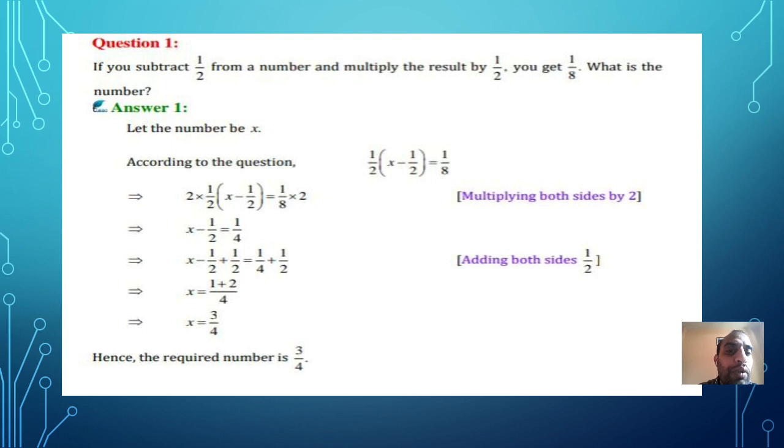So 1 upon 2 and 1 upon 2 are cancelled, and on the second side once again you need to take the LCM. After taking the LCM, it becomes LCM 4 and 2 plus 1 is 3. Hence the required number is 3 upon 4. So my dear student, in both methods the answer remains similar. You can opt for any of the methods and you will get the same answer.